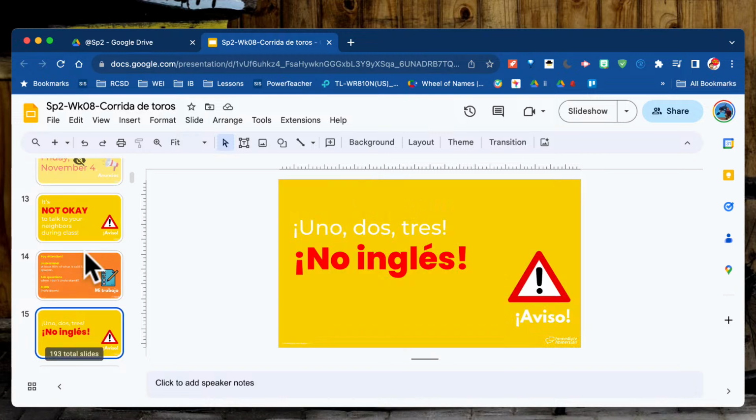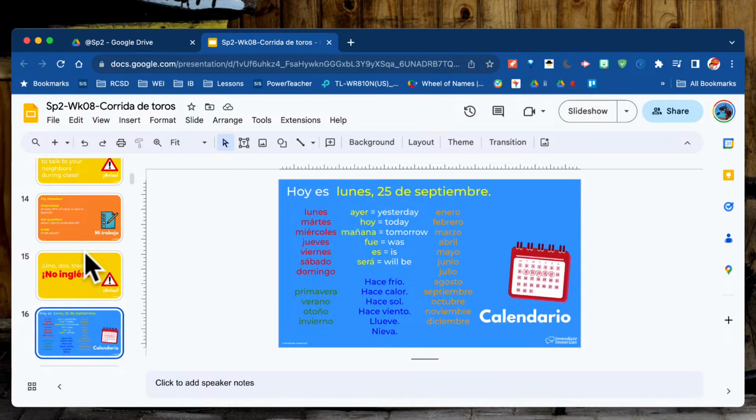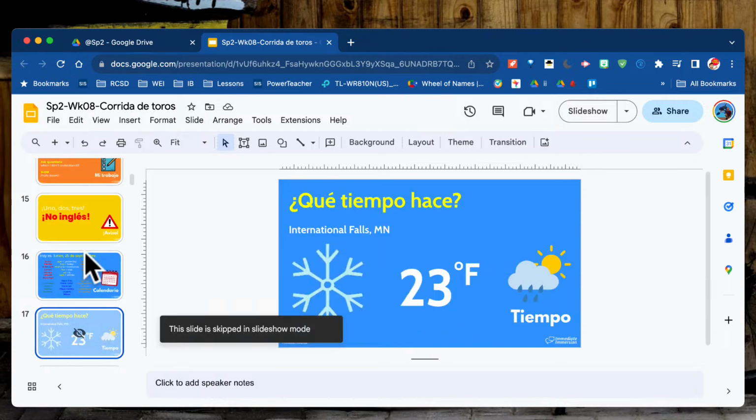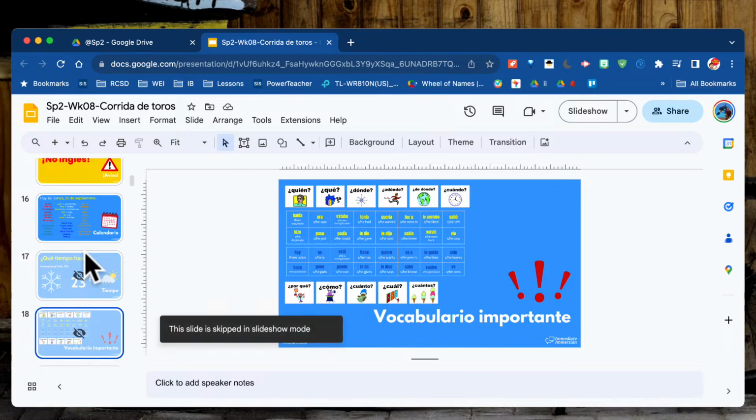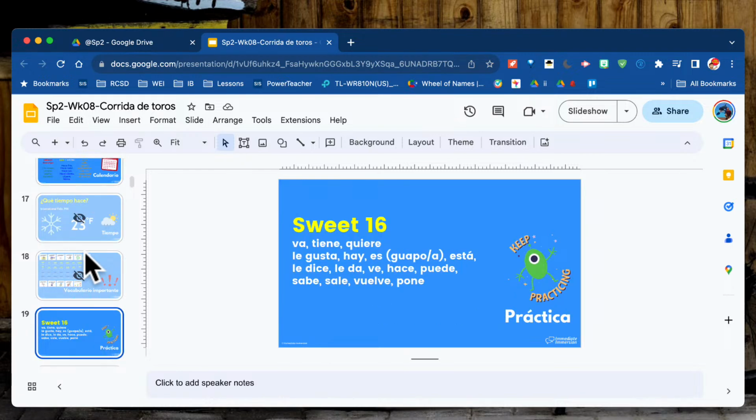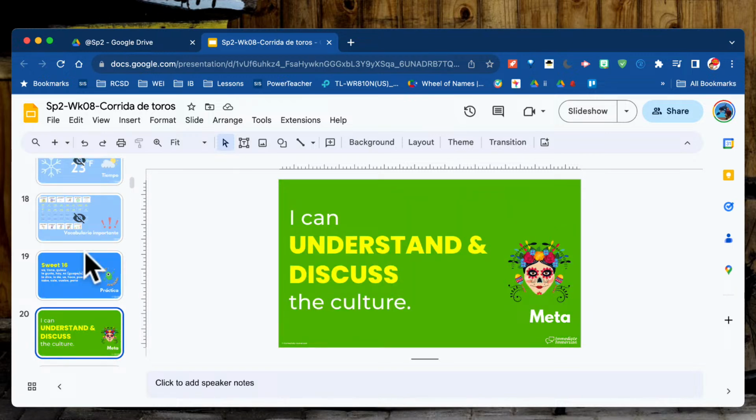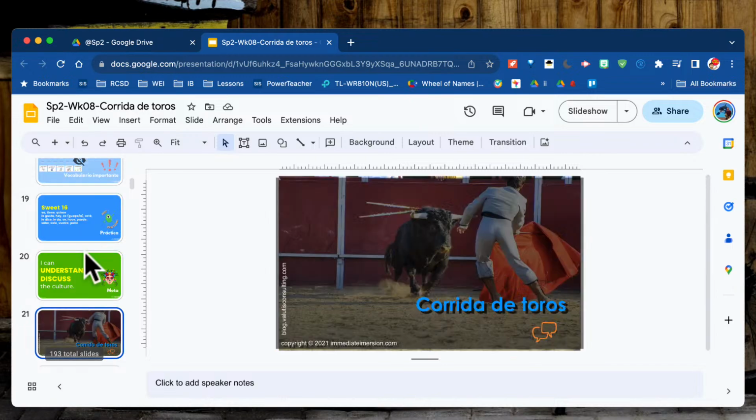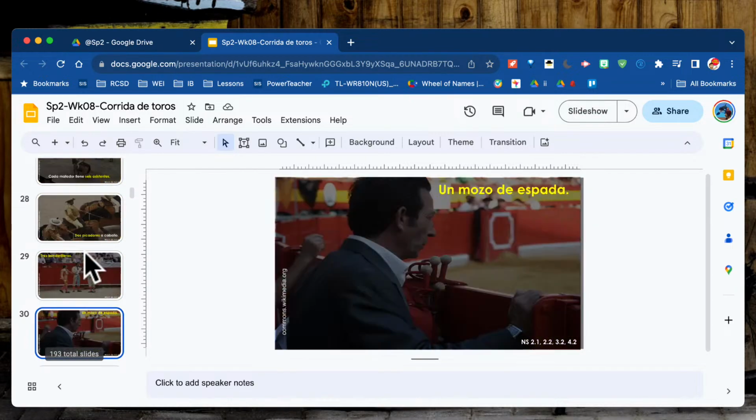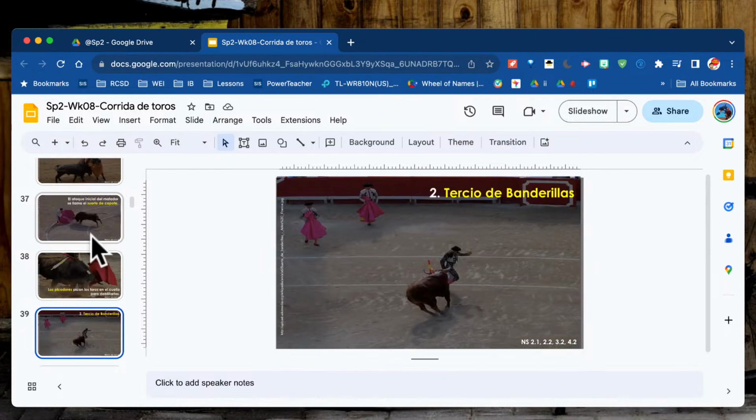These are my class rules, our review. We're not speaking English. Here's reviewing weather, months, days of the week. Here we pick some weather because I'm in California, so I have to pick other places for the weather to get some variety in there. Here are my Sweet 16 verbs up there when I'm working with them. I can put them up there right away. Here is our practice of vocabulary of our Sweet 16. Our goal for the day is I can understand and discuss the culture. And then I have all my culture slides that we are going over.